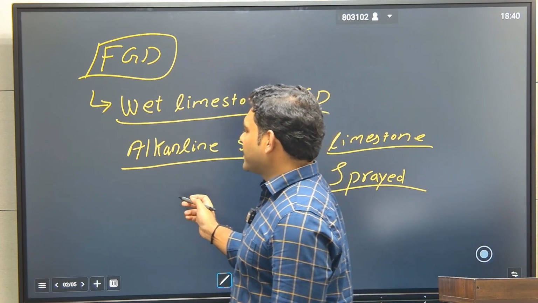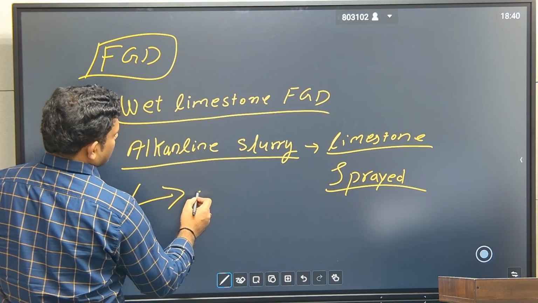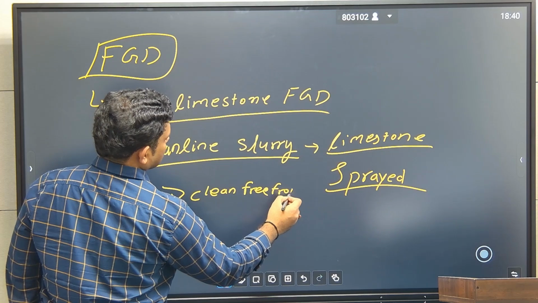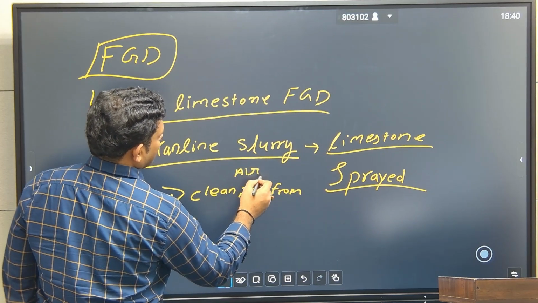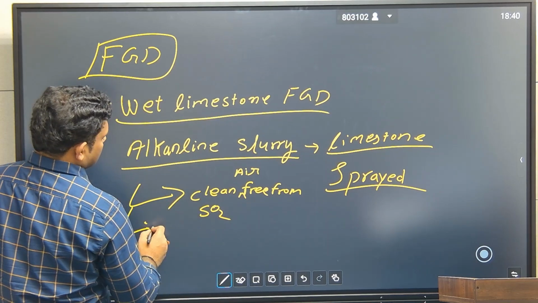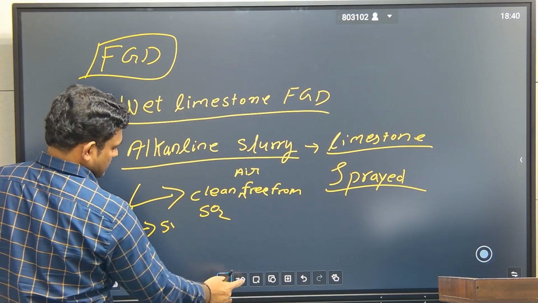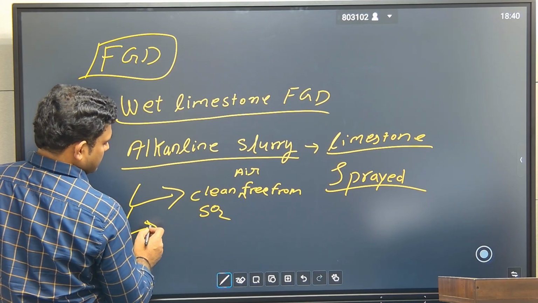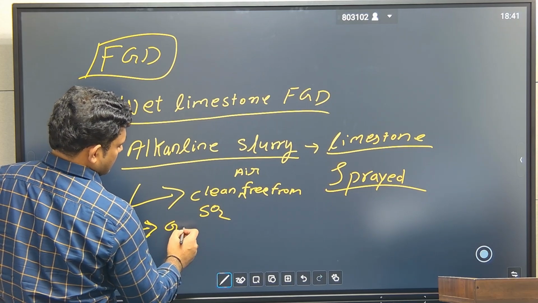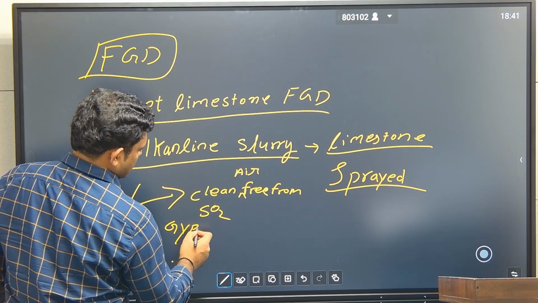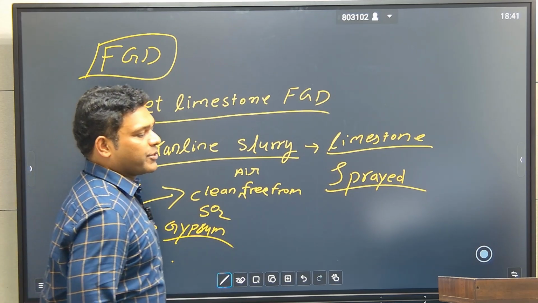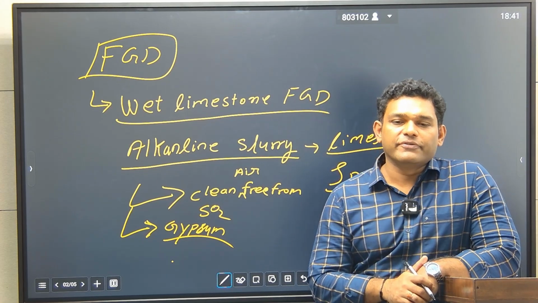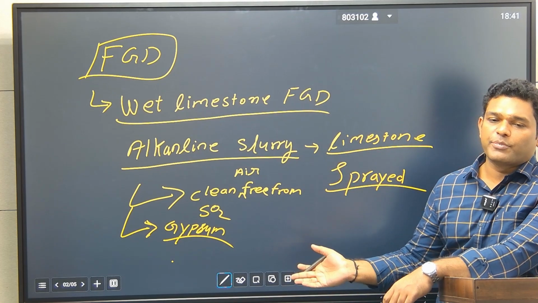What this chemical reaction does is produce two things: clean air free from SO2, and gypsum as its byproduct. It's a synthetic gypsum because it is not a natural gypsum; it is made by the chemical reaction between different compounds. So gypsum is the byproduct.